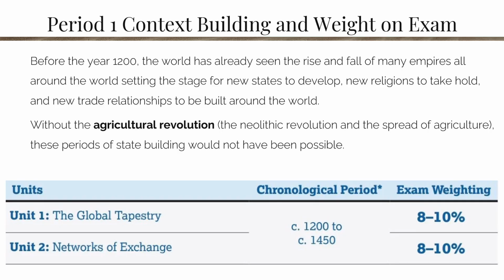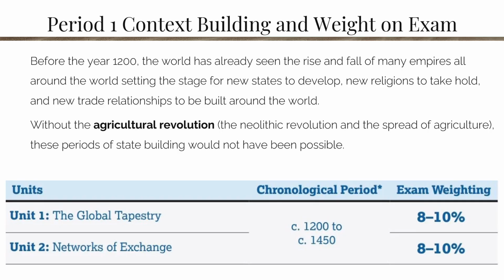For the AP College Board curriculum, just so you can see what the weighting is for the exam. Those of you who took the practice one over the weekend probably already noticed this, but Unit 1, the Global Tapestry, is pretty much just the state building. Remember, every single section was a different region of the world. And then Unit 2 is networks of exchange. We've got the three major networks that we'll discuss when we get to that. This is 1200 to 1450, of course, and both of the units account for anywhere from 8 to 10% of the questions you are going to see on the test.